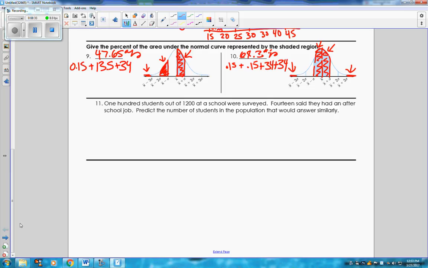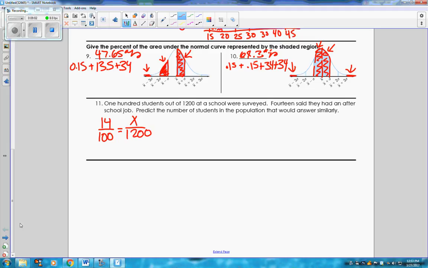Problem 11 says 100 students out of 1,200 at a school were surveyed. 14 said that they had an after-school job. They want you to predict the number of students in the population that would answer similarly. So I have to set up a proportion. 14 out of the 100 students that were surveyed answered that they do have an after-school job. But they want to know how many do you predict will have an after-school job out of 1,200 students.